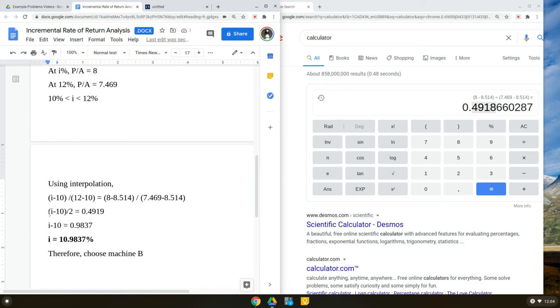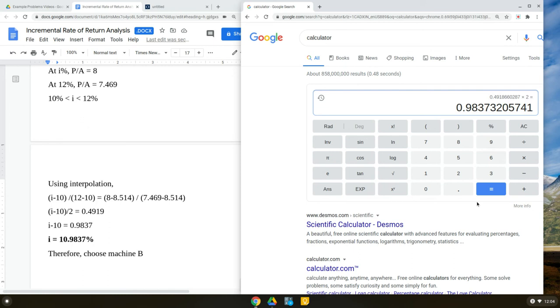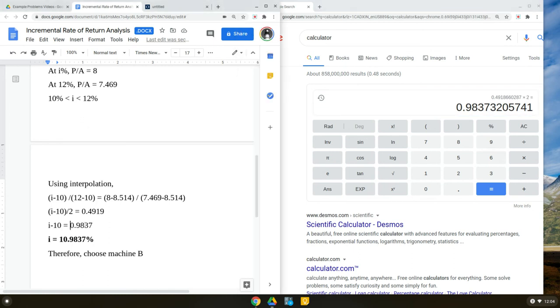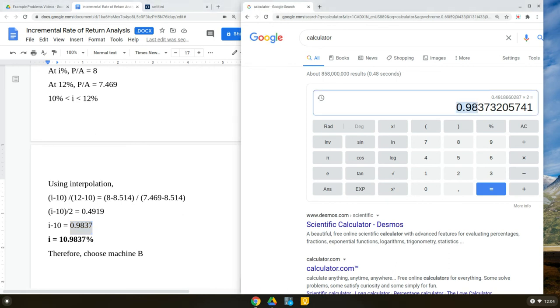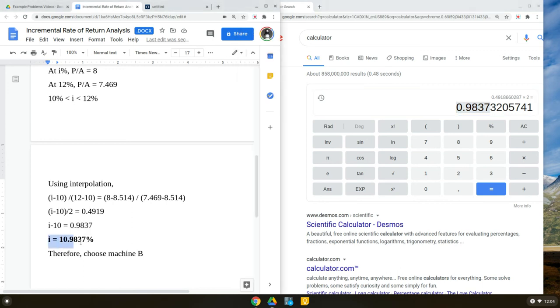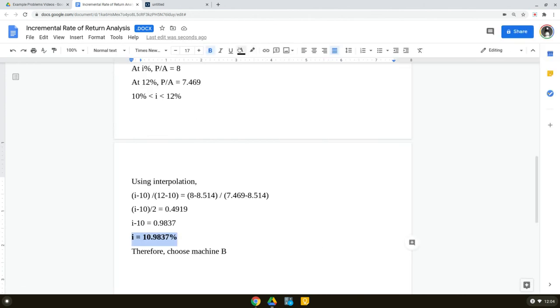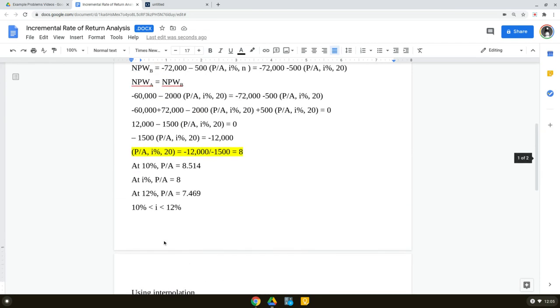Then if you multiply both sides by 2, the 2 will disappear from the left hand side and we need to multiply the right hand side by 2. So multiplied by 2, that's going to give us 0.9837. That is I minus 10. So I is equal to, if you add 10 to both sides, 10 plus 0.9837, 10.9837%. So that's our final answer. So let's see. Maybe I highlight it again. So this is the incremental rate of return with the answer that we wanted to find out.